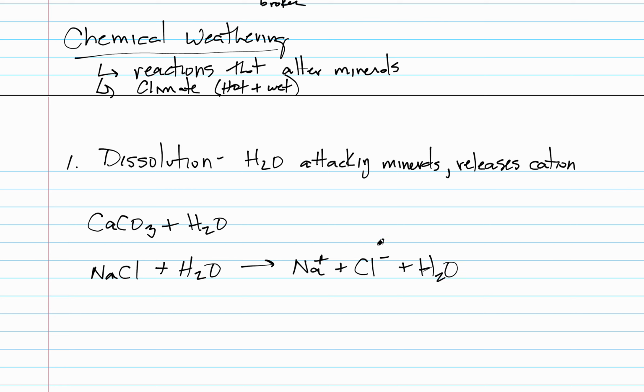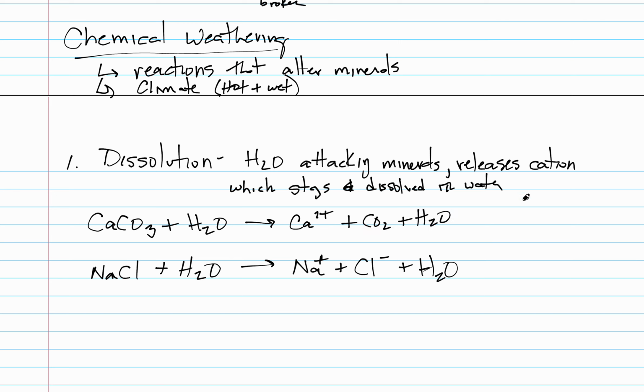And so the key is that the cation remains dissolved in the water. Releases cation, which stays dissolved in water. So calcite does the same thing. This is how caves work. You get calcite plus water. We get a reaction where the calcite breaks down and releases cation, calcium 2 plus, CO2, and H2O. And we could put something like example: caves.